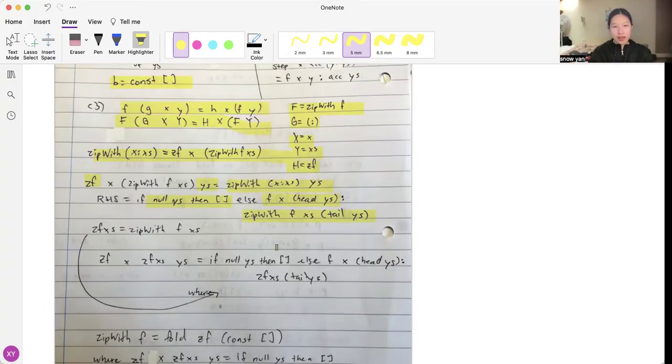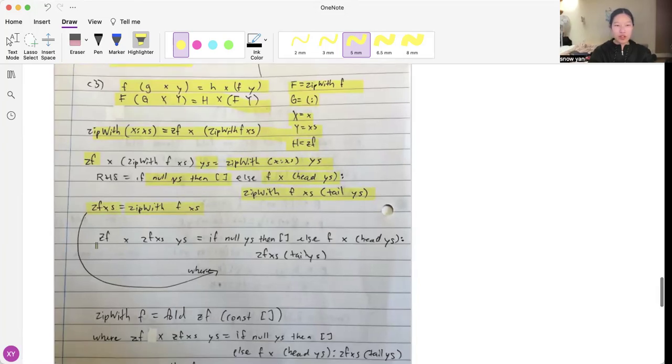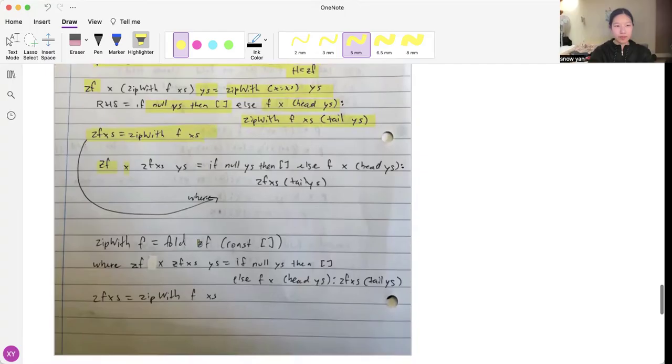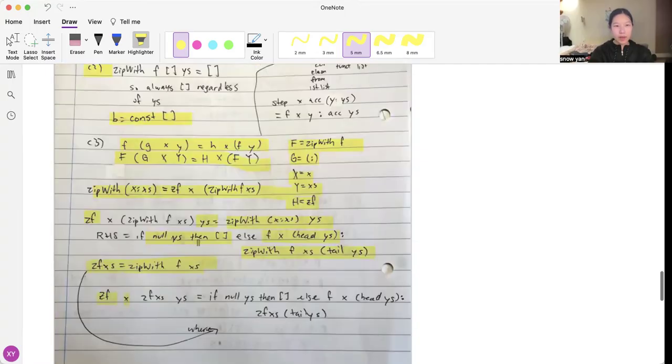So then I see commonalities. Both sides, the left and the right, have this zip with f of xs. So I'm going to just call it zfxs for short. So then I can make this expression: zf of zfxs ys is equal to, if no ys, then empty list, else f x head ys, and then zfxs ys tail. So that would just be what I have. And that would be my definition of what the zfxs is. And I might need a definition for zf as well from earlier.